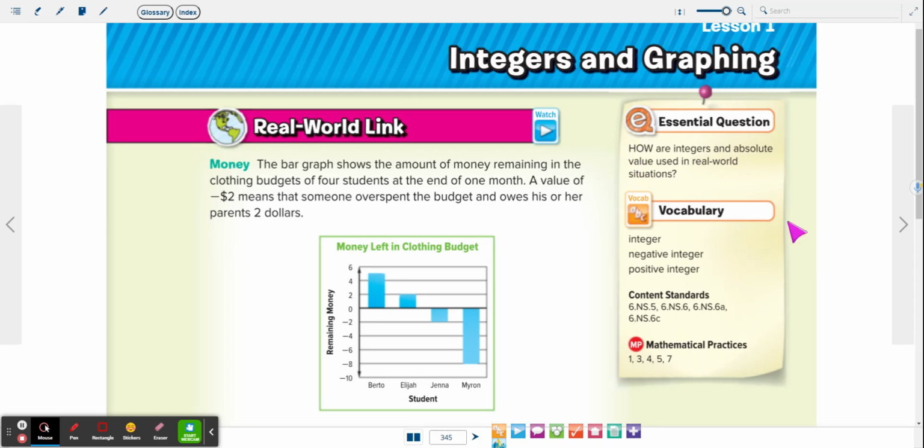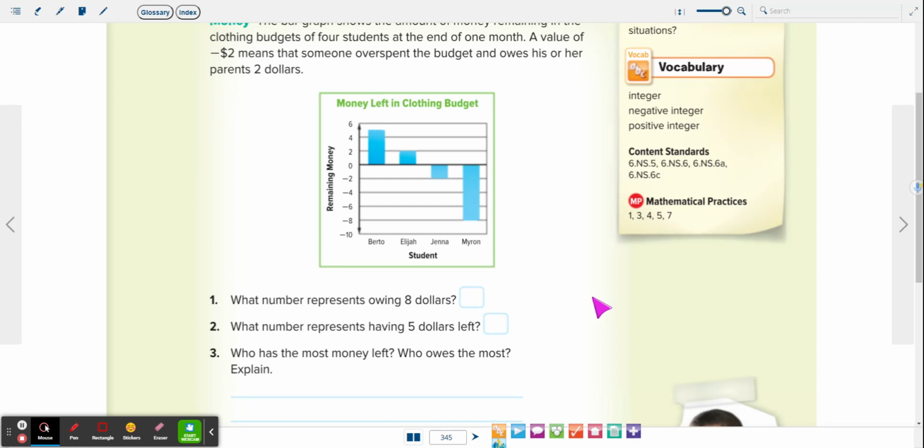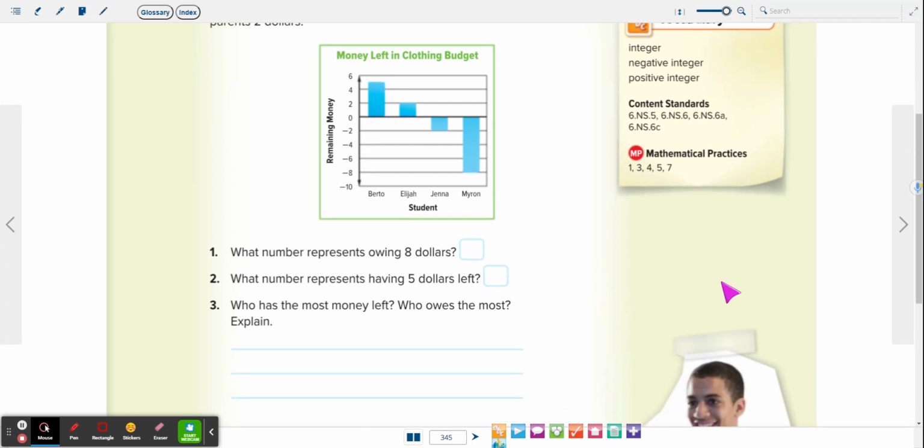We are on page 345, and it says the bar graph shows the amount of money remaining in the clothing budgets of 4 students at the end of 1 month. A value of negative $2 means that someone overspent the budget and owes his or her parents $2. What number represents $8? That would be negative 8.